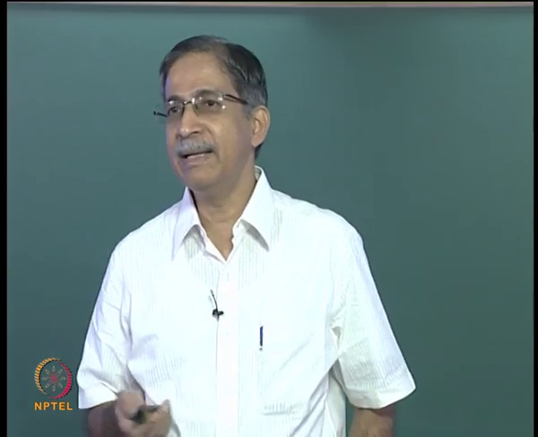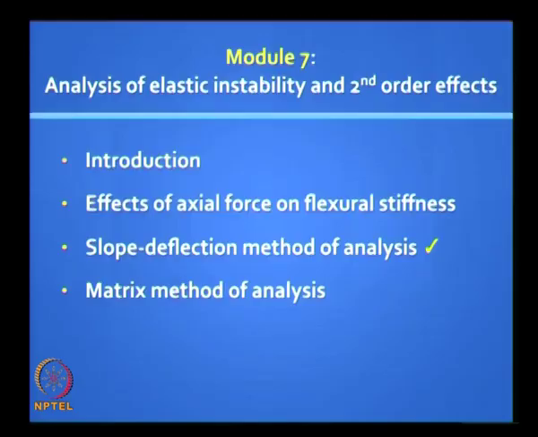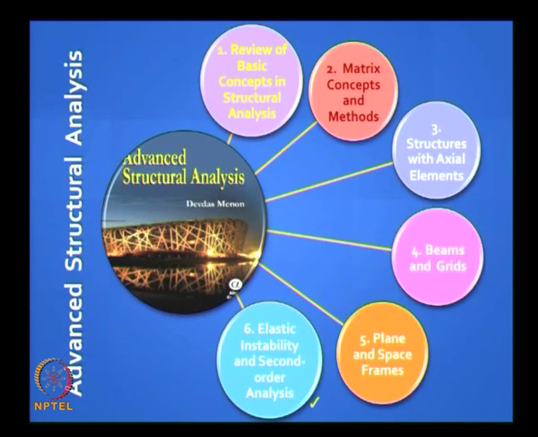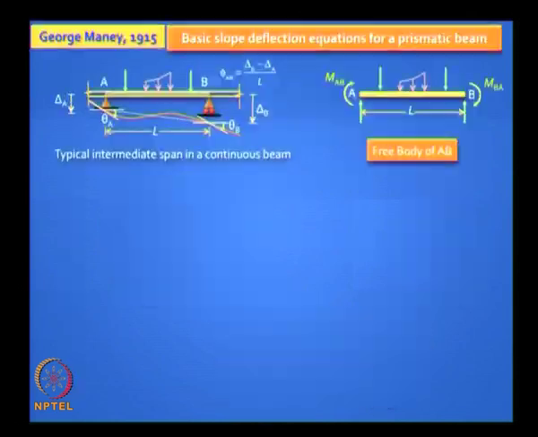So we will take a look at that, and we are now attempting a kind of manual method of analysis, which is the slope deflection method. But in the next session tomorrow we will look at a more sophisticated computer oriented matrix method of analysis. This is covered in the last chapter in the book on advanced structural analysis. So let us go back to the old slope deflection method which you are familiar with. It goes back to 1915, George Maney.